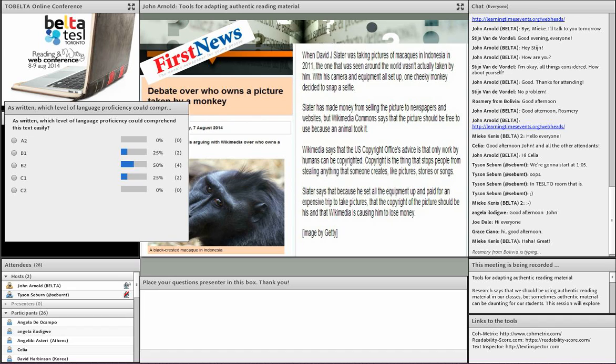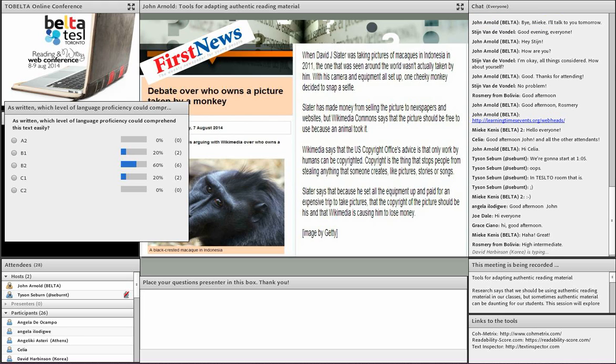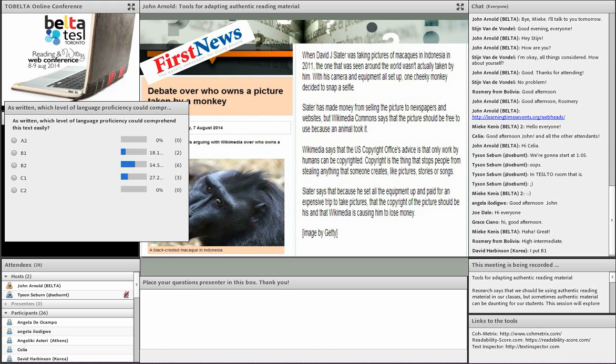Okay, so far B2 is winning out. Rosemary from Bolivia thinks high intermediate. Okay. Just take another 30 seconds and vote. David puts it at B1.